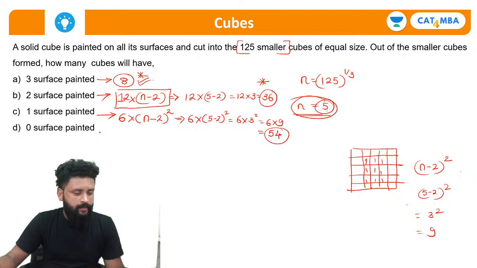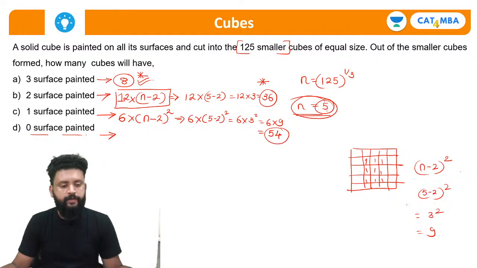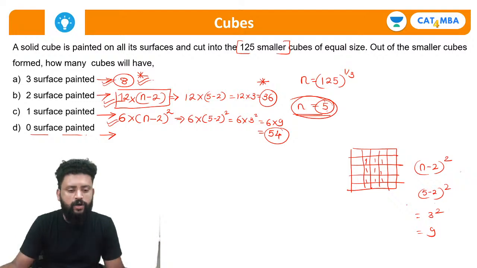Quickly, let's move to the last part, zero surface paint. How many cubes will have zero surface paint? Look at the formulas: the first is 12 into n minus 2, the second is 12 into n minus 2 whole square. The first one is 8 irrespective of the value of n, and the last you can simply remember as n minus 2 whole cube.